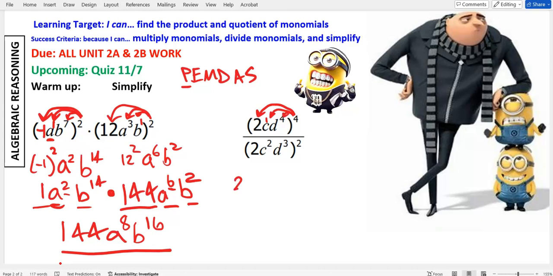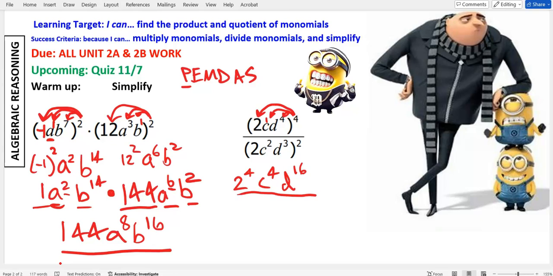Now, what is 2 to the 4th power? 2 to the 4th power is 2 times 2 times 2 times 2. 2 times 2 is 4. 4 times 2 is 8. 8 times 2 is 16. So 4 times 1 is c to the 4. 4 times 4, that's letter d to the 16.